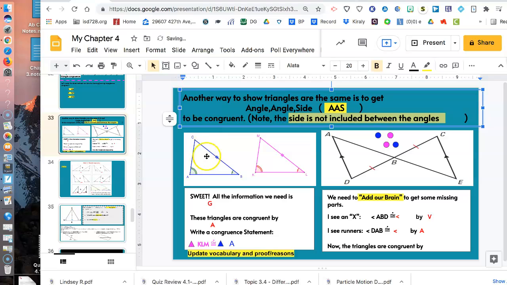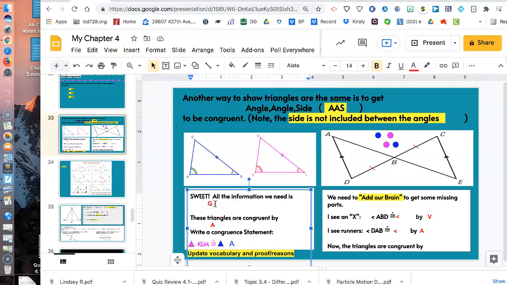So here is a blue triangle, ABC, and a pink one. And we've got angles in the bottom left, A and K, marked congruent, B and L also marked congruent, and then the side not connecting them marked congruent. So this is kind of sweet because we have all the information we need. When we have that, we say it's all given, or it's all marked on the diagram. That's the best case scenario. We would say these triangles are congruent by angle, angle, not included side.